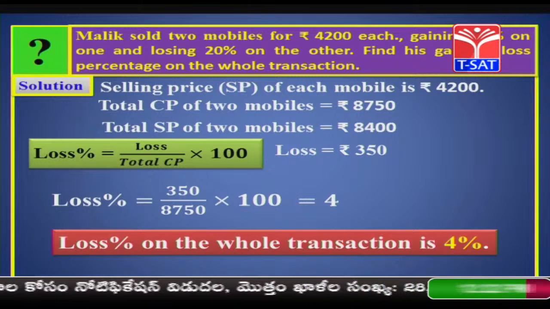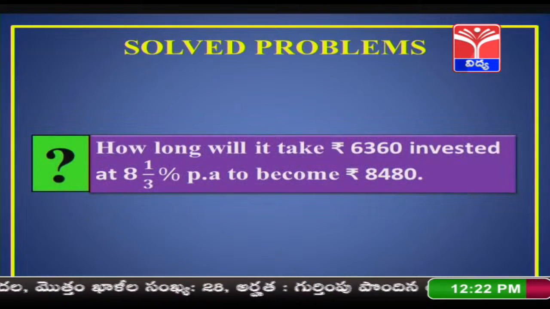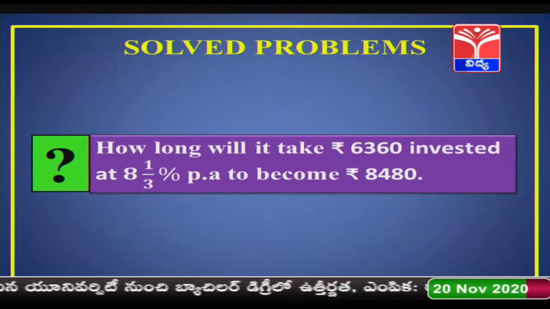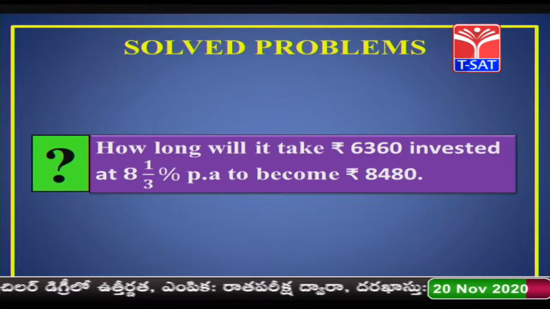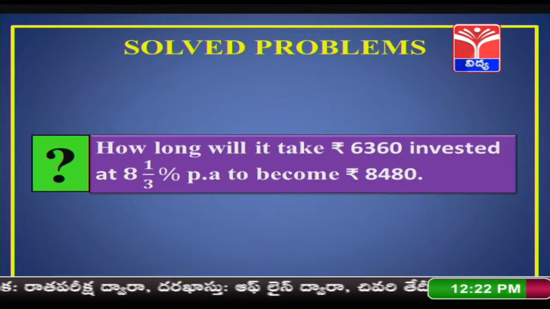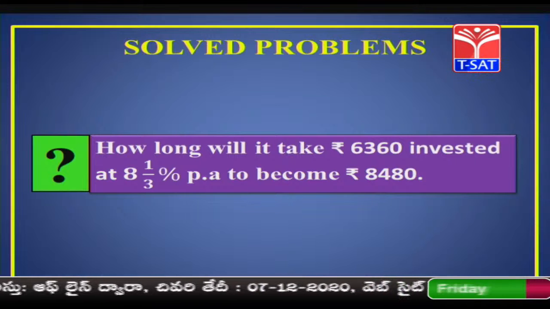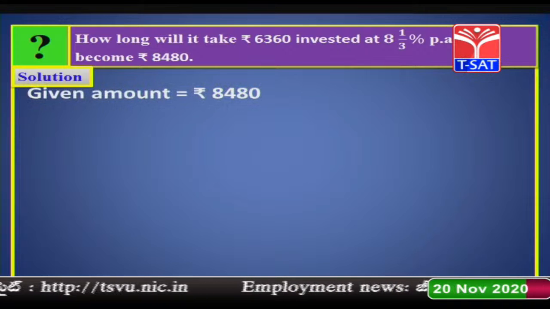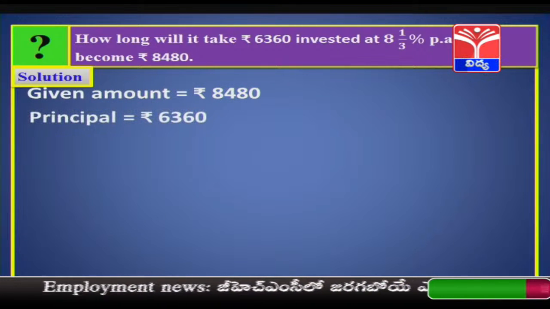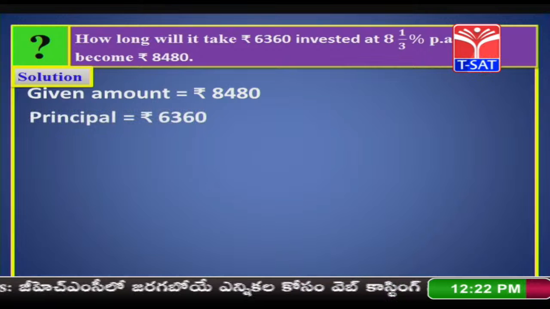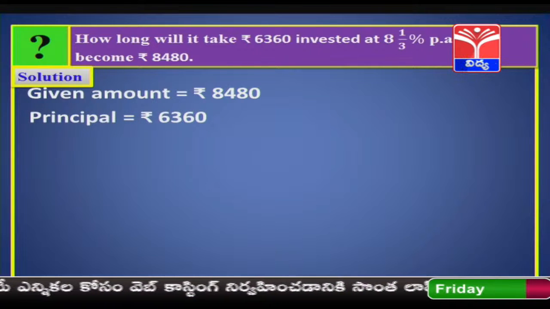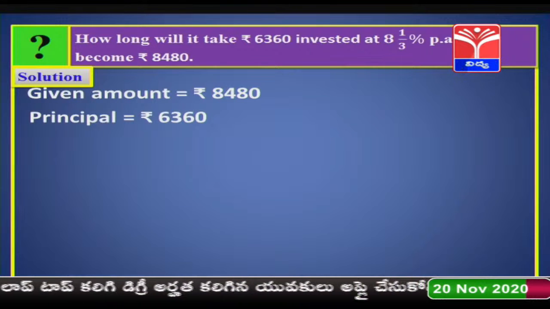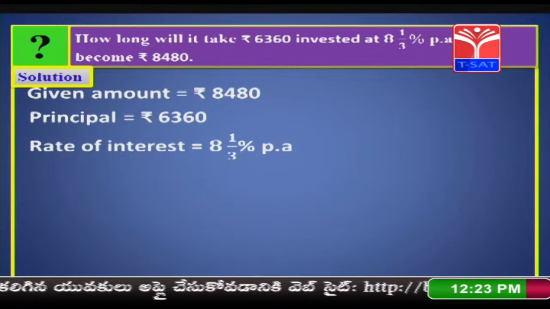Now, let us move on to our next problem. How long will it take 6360 invested at 8 1/3% per annum to become 8480 rupees? Let us start with the solution. So, given amount is 8480, and what is the principal? 6360, because this is the amount which is invested, and 8480 is the amount which we got after some time. Okay. So, that time we need to calculate here.